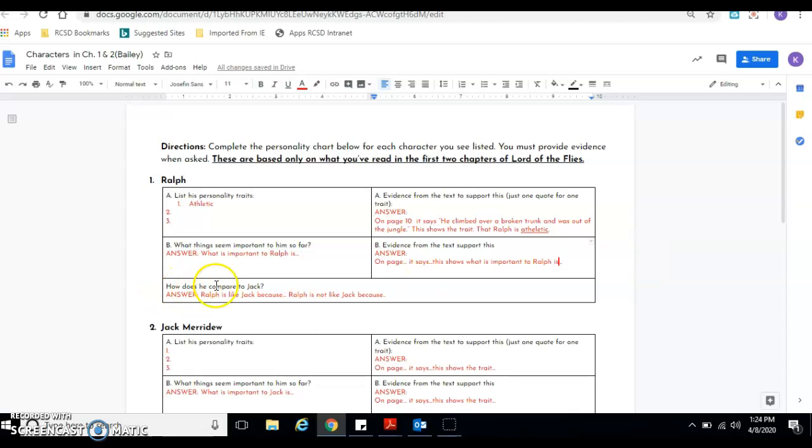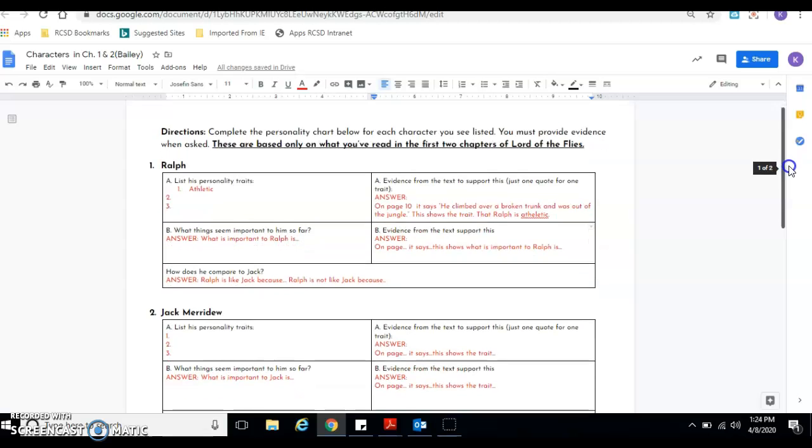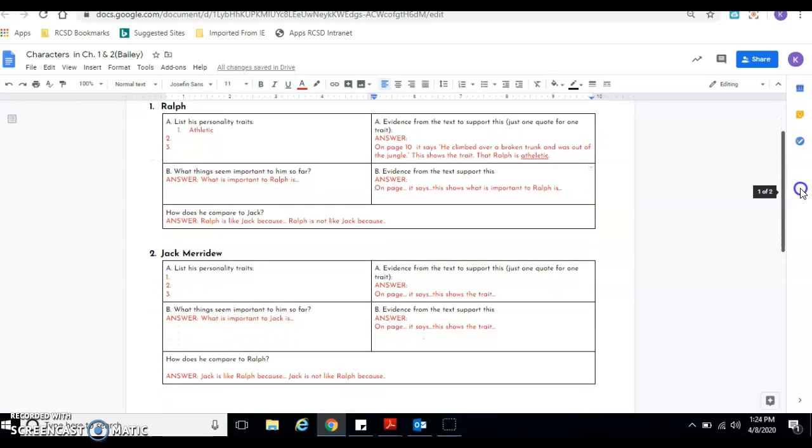Okay, and then how does he compare to Jack? Answer, Ralph is like Jack because, Ralph is not like Jack because, and I want you to finish writing that in there. Okay, moving on to the next person. Jack, list his traits. Tell me some things about Jack. And then evidence from the text that supports this. Just one quote for one trait.